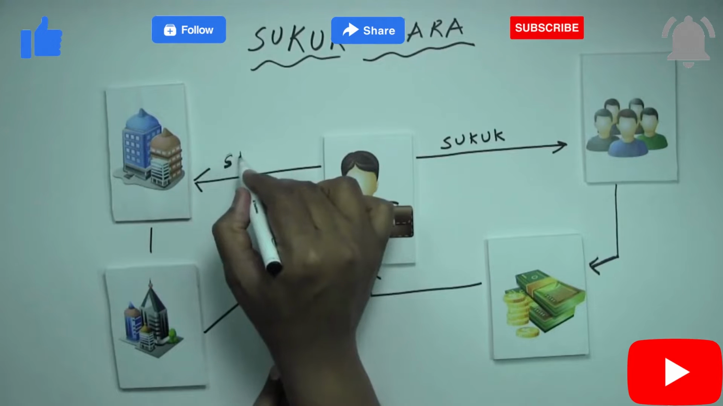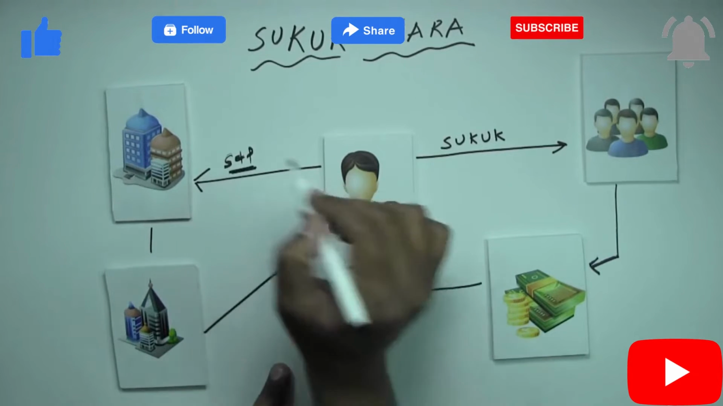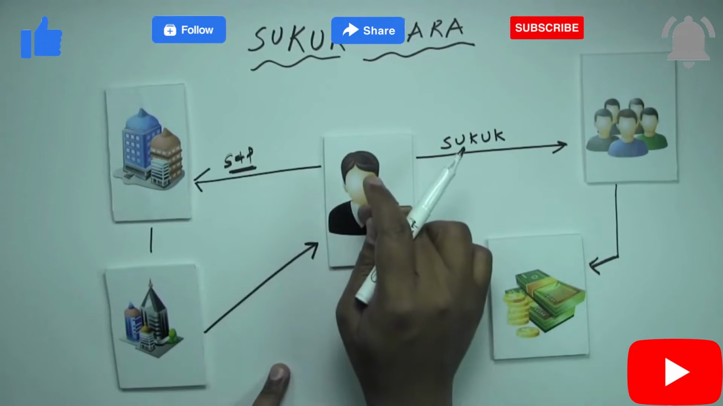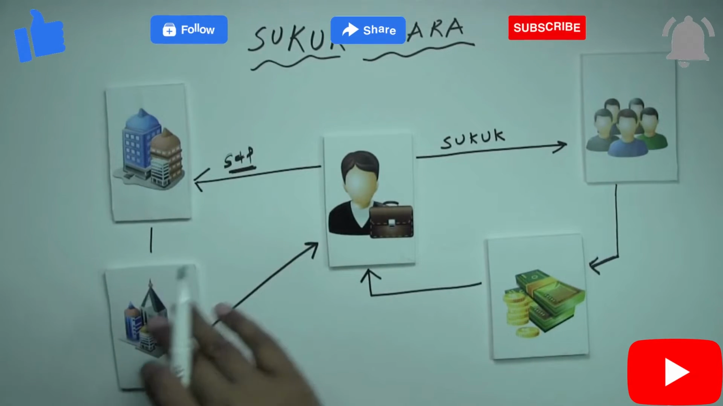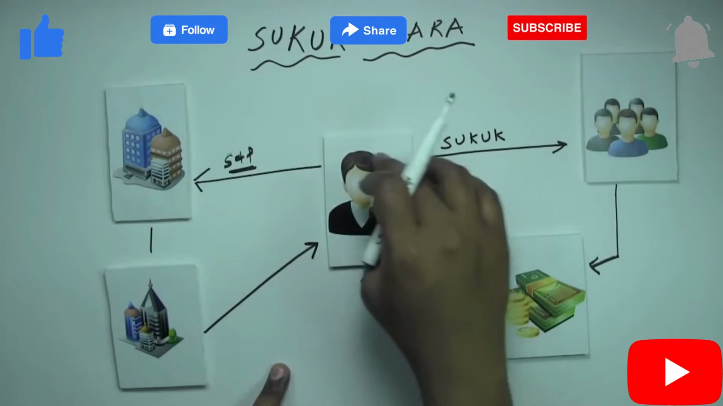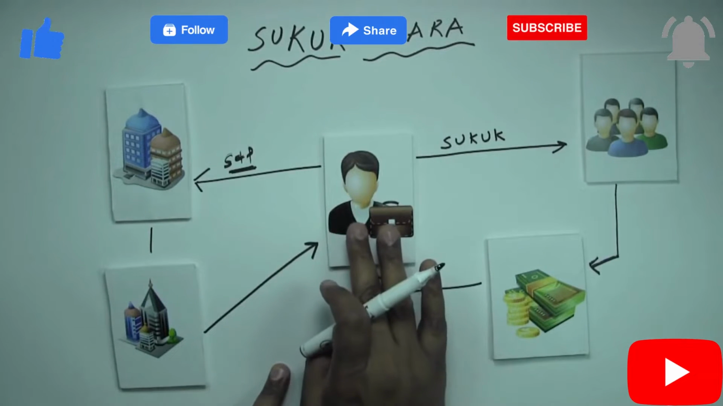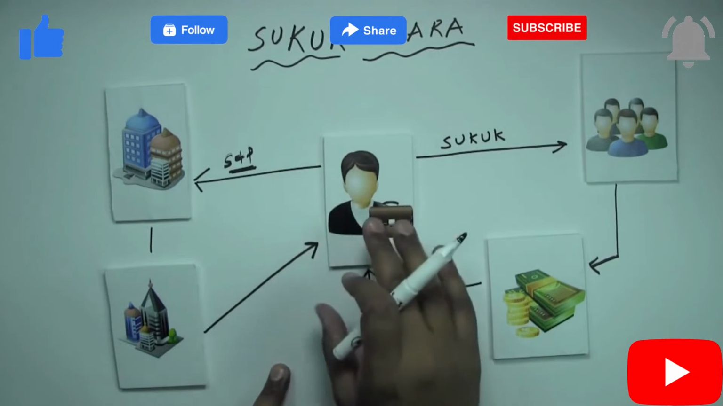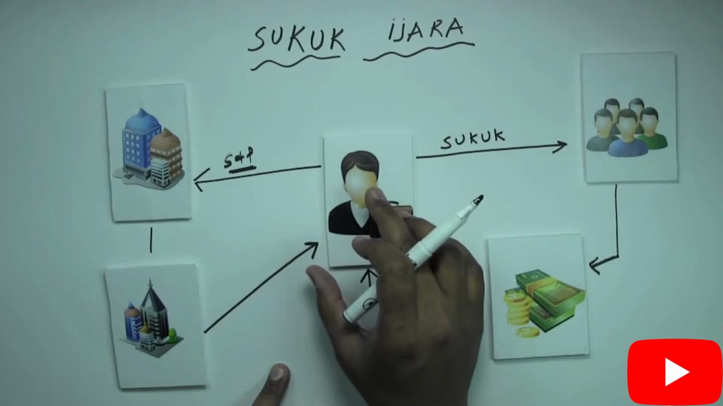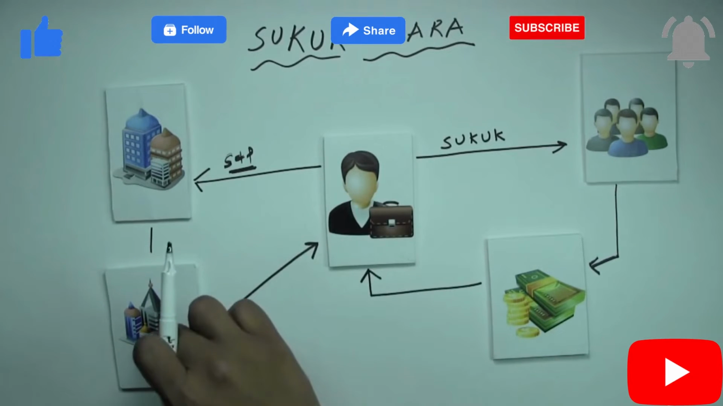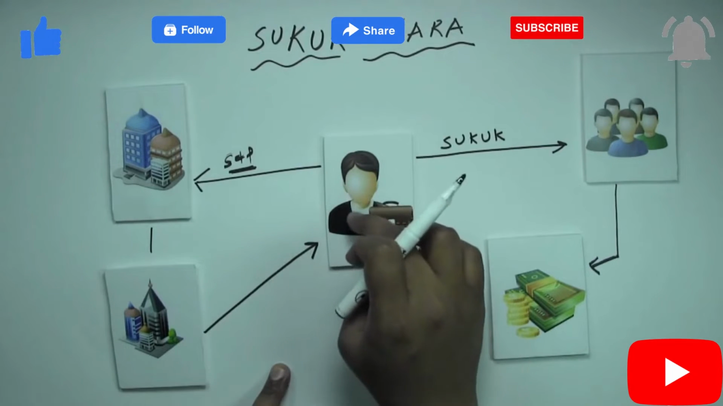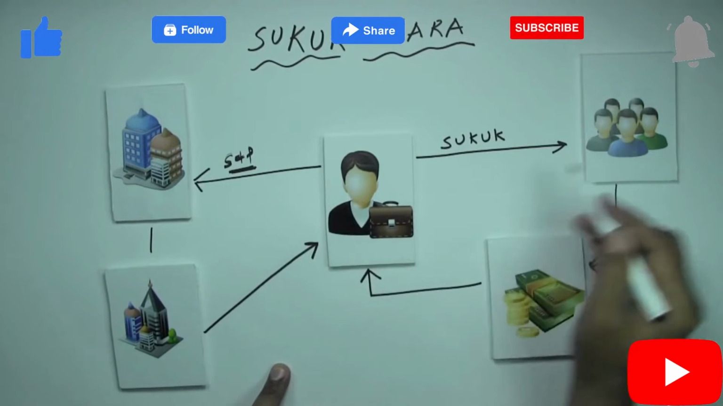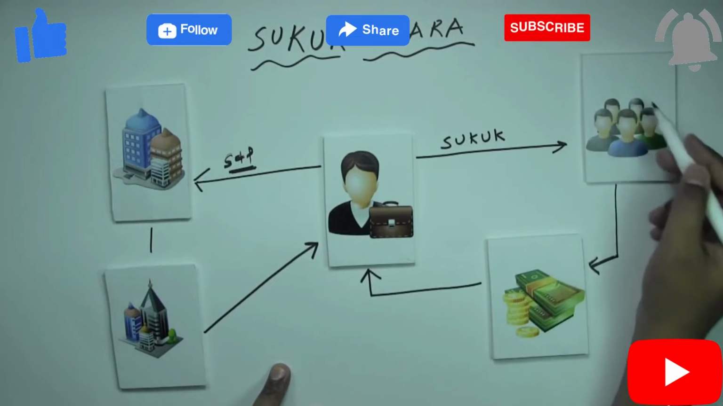So a sale and purchase agreement will be entered between the SPV and the company, and these assets would be transferred to the SPV. So now the SPV will basically declare a trust over the sukuk assets, and the SPV will be acting as a trustee on behalf of the investors.